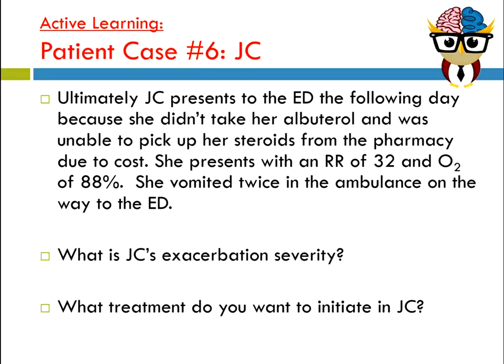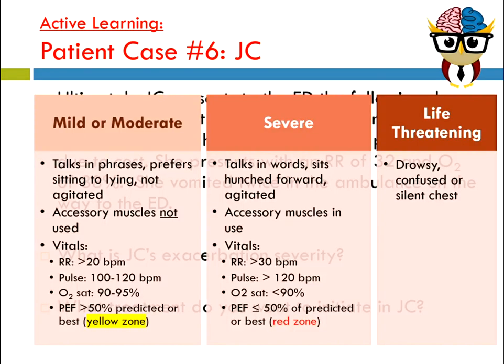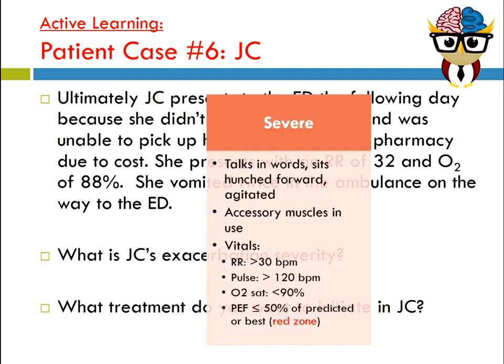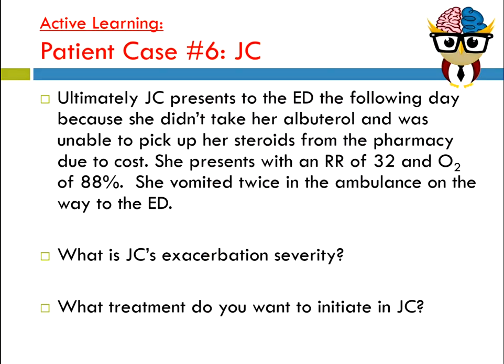She presents with a respiratory rate of 32 and O2 sats of 88. She vomited twice in the ambulance on the way over. What is her exacerbation severity? Let me help you a little bit. Severe. Severe, yes. Okay. What treatment do we want to initiate? IV corticosteroids. Why are we going the IV route? Vomiting. She's been vomiting. Okay, so keep that in mind. Anything else?